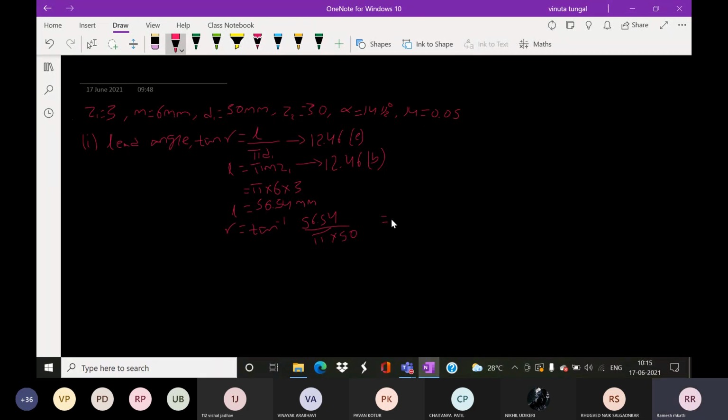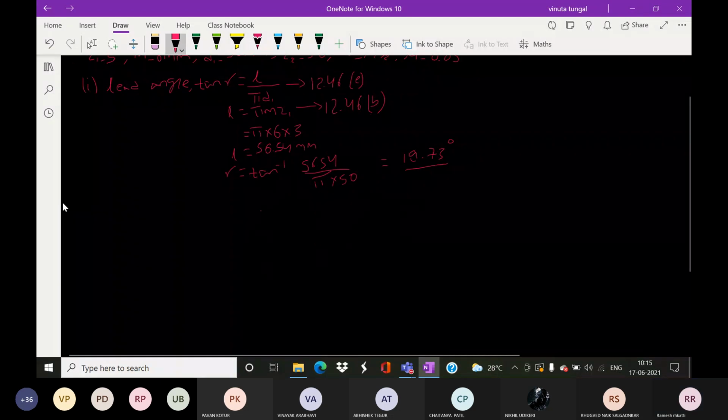How much is the gamma? Tell me. 19.74. I'm getting 19.79, you are getting 19.73. I will write that. Therefore, lead angle is 19.73 degree. This is the required answer.